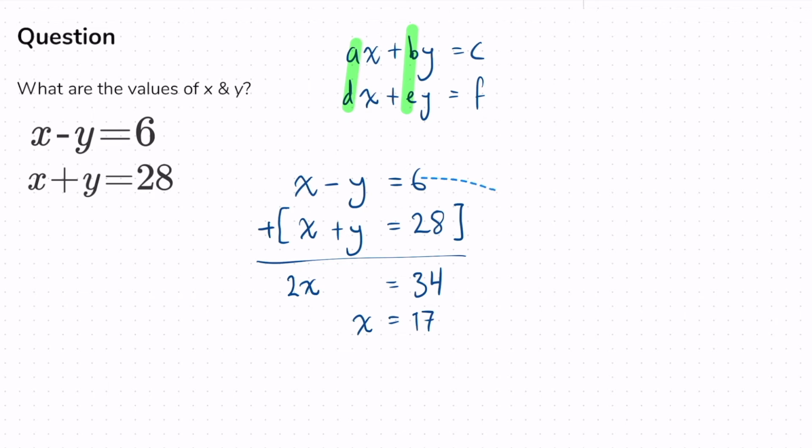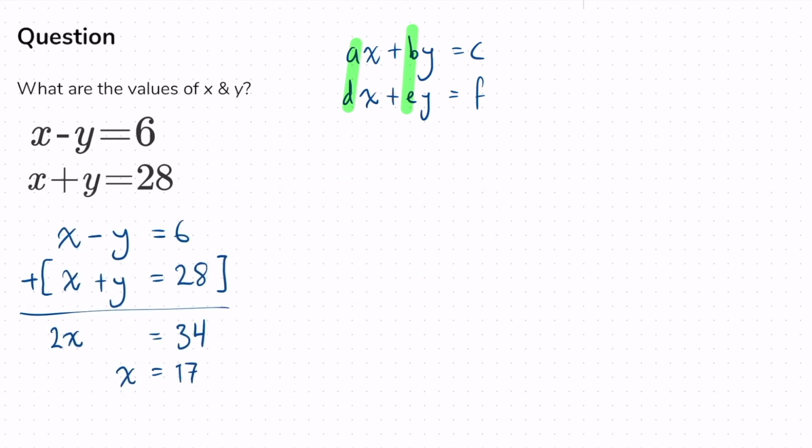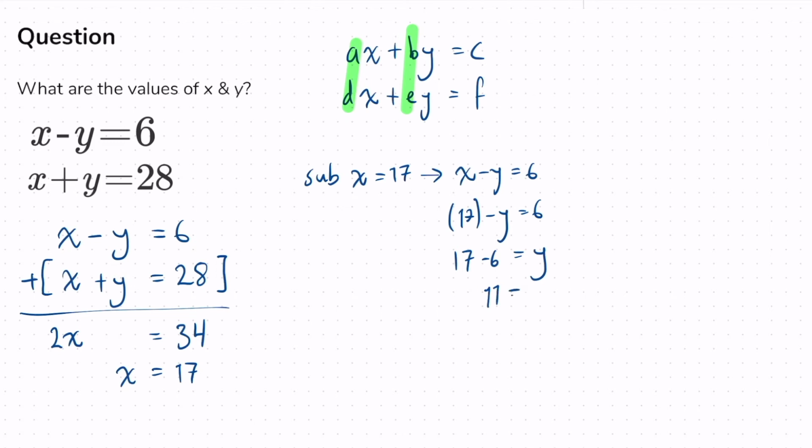All right, so I'm just going to move this to the left now. Let's sub x equals 17 into x minus y equals 6. So 17 minus y equals 6. 17 minus 6 equals y. So the values of x and y: x is equal to 17, y is equal to 11.